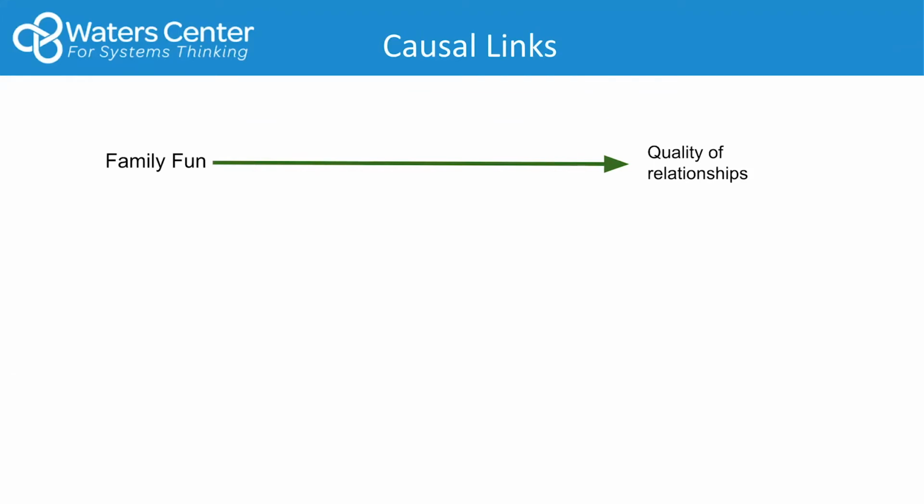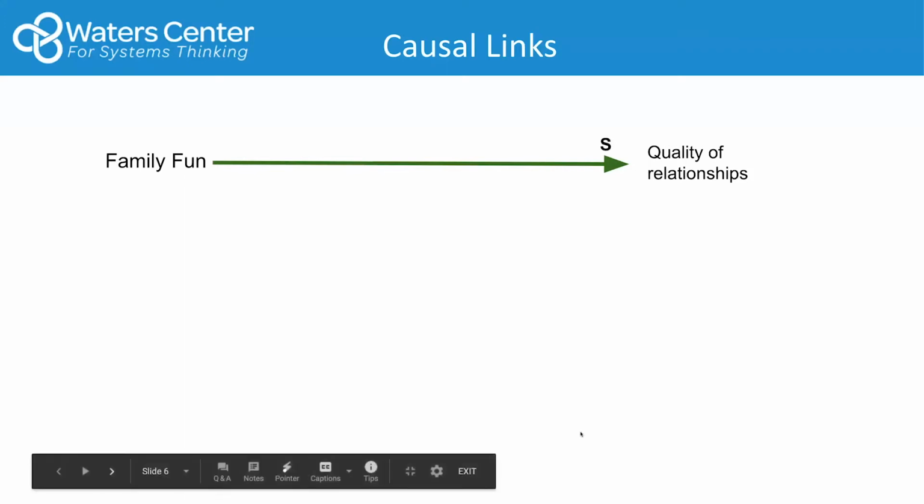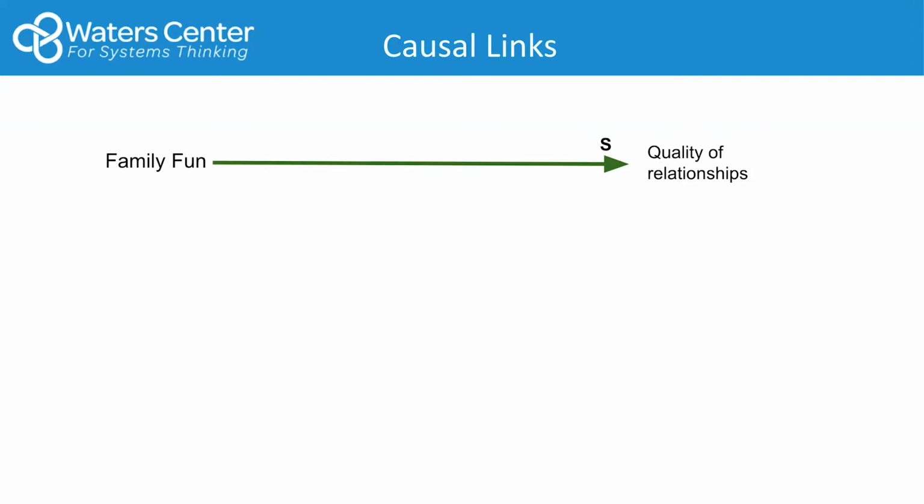Now, when we teach this, whether it's to kids or adults, we use thumbs. So I don't know if you can see my webcam, but I'm going to ask my teammates to kind of follow along with me and say, when family fun goes up, most likely quality of relationships go up. So they are moving in the same direction, or we sometimes label the arrow with an S. So let's do some other practices, and you can use your thumbs as well.